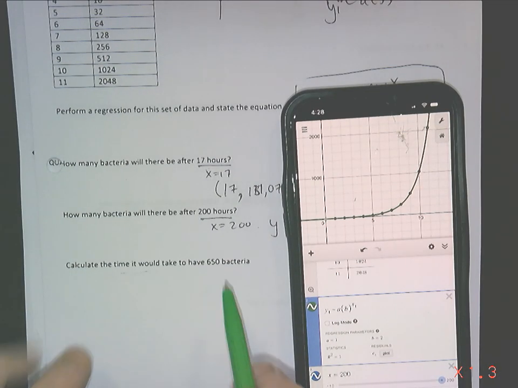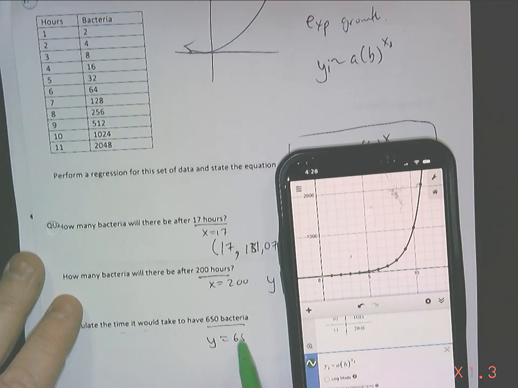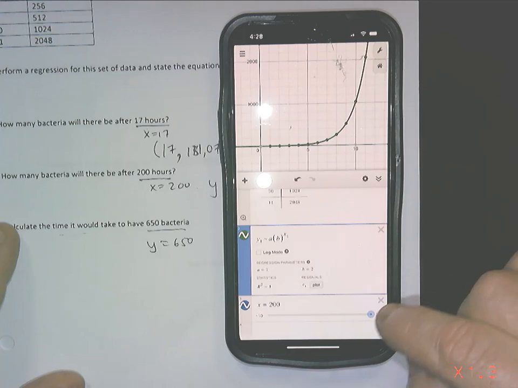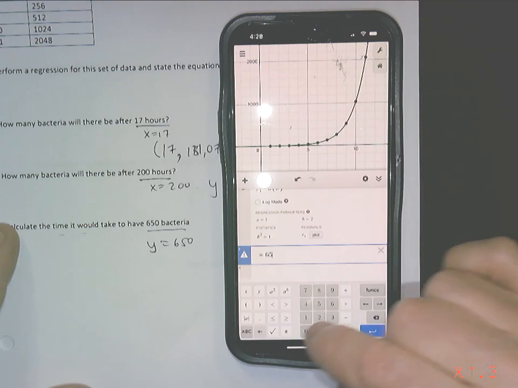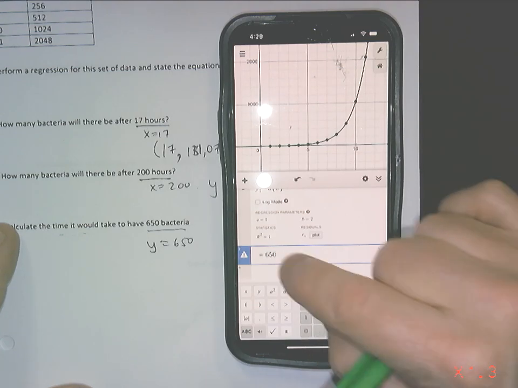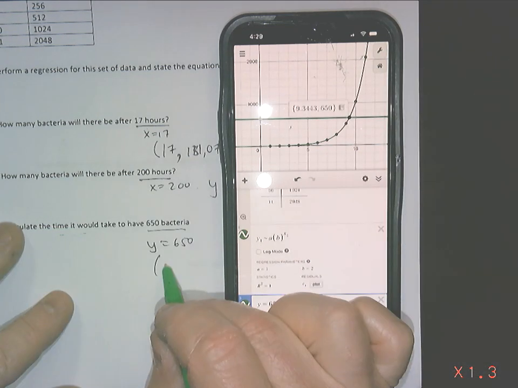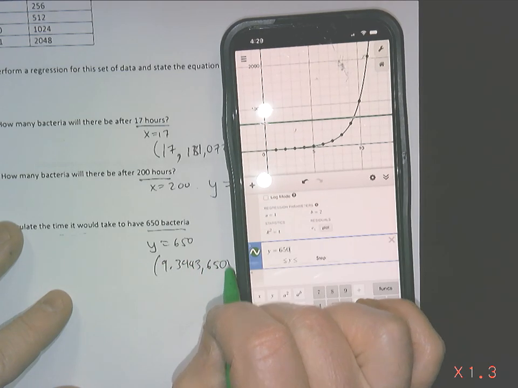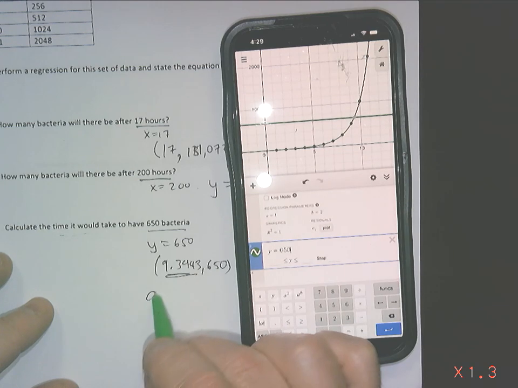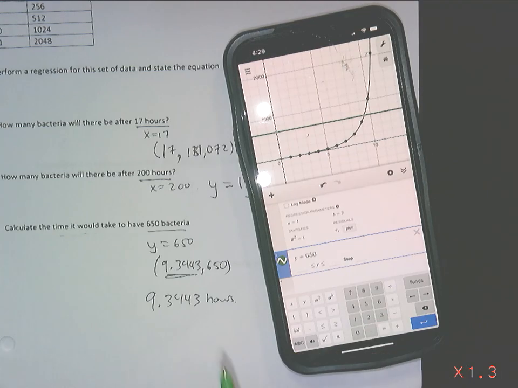Now I can answer my last question. Calculate the time it would take to have 650 bacteria. Bacteria is Y. So get rid of this mess. Y equals 650. Again, type it in properly. There we go. And the window's already set up. Click. The point is 9.3443, comma 650. What does this represent? 9.344 hours is when we will have 650 bacteria.